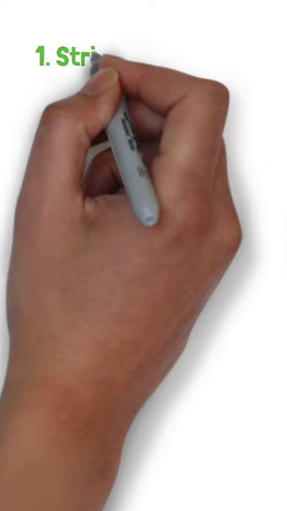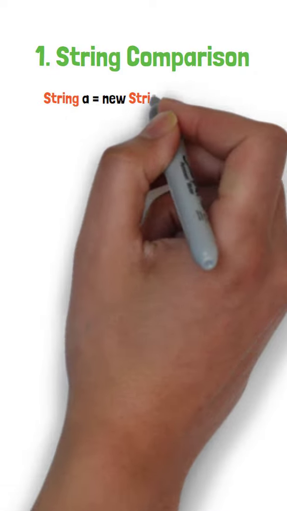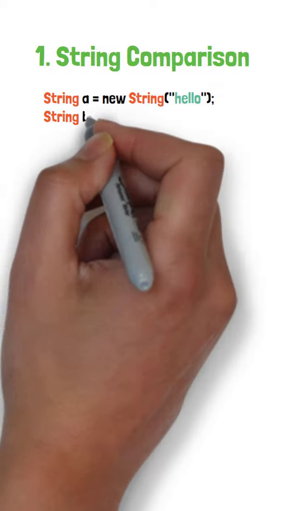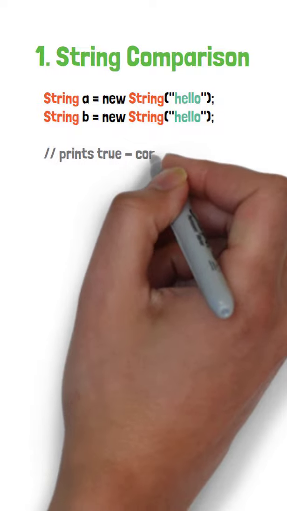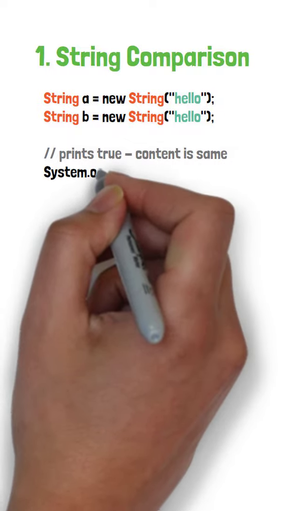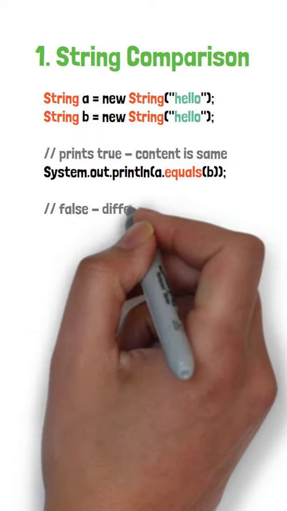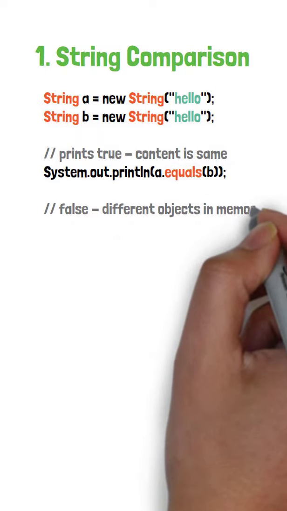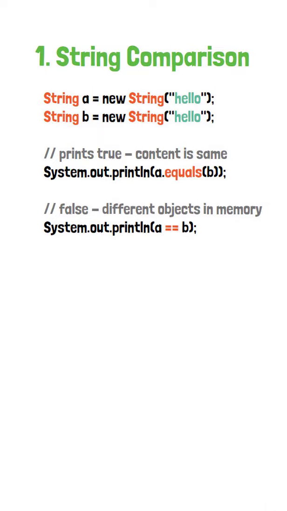Let's see the comparison. Suppose there are two strings, string A and string B, both initiated with the new keyword, and both are "hello". If you use dot equal, it will return true, and if you use double equal, it will return false, because there are two objects stored in different places in the string pool.